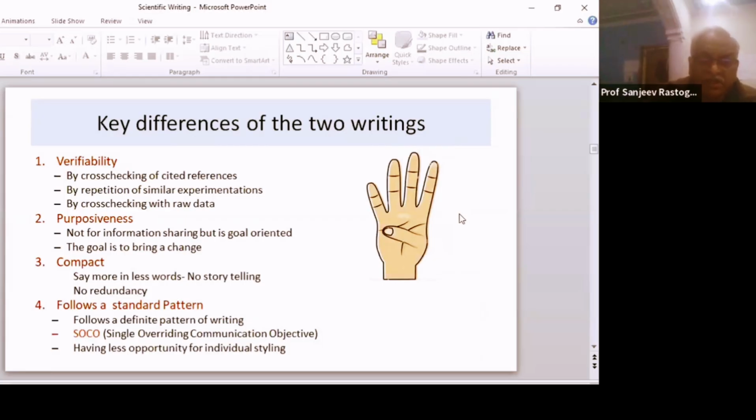One is verifiability, as we have already talked about: whatever you are writing in a scientific article should be verifiable by cross-checking of cited references, and by repetition of similar experimentation. This is also important. Whenever we write a scientific article, we detail the materials and methods which have been utilized in doing that experiment.